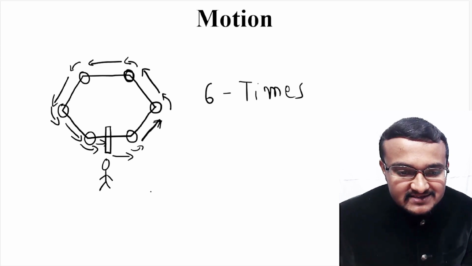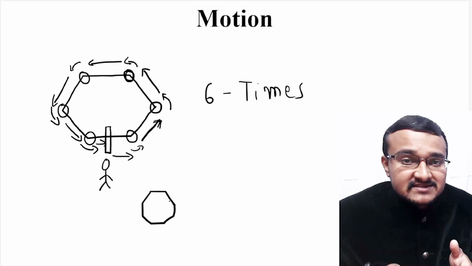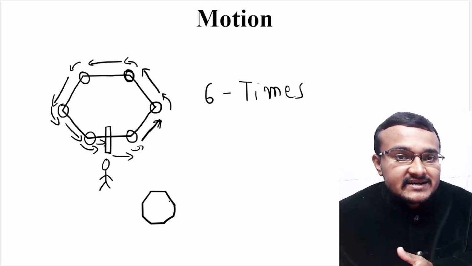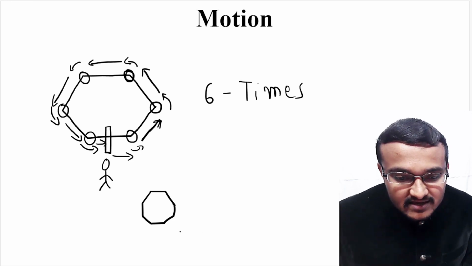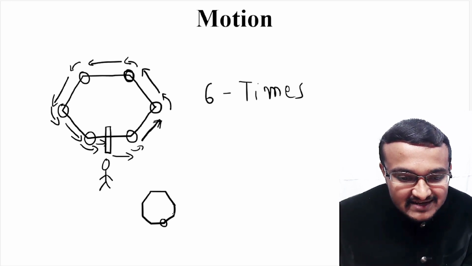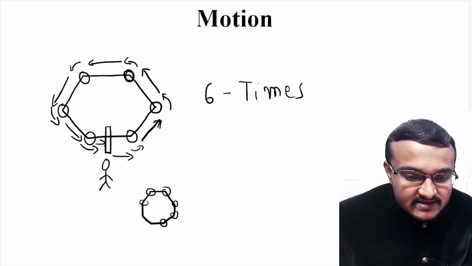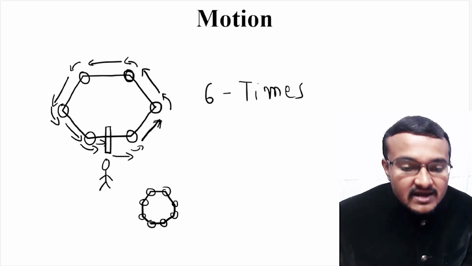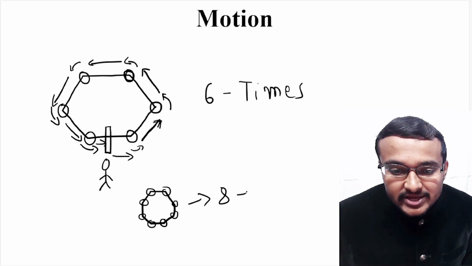Similarly, if I consider one more track which is in octagon shape, let's say this is an octagon shaped running track. Here if an athlete is running on this path, he will be changing his direction at 8 different positions. So 1, 2, 3, 4, 5, 6, 7, 8. At 8 different positions he has to change his direction. So 8 times he has to change his direction.